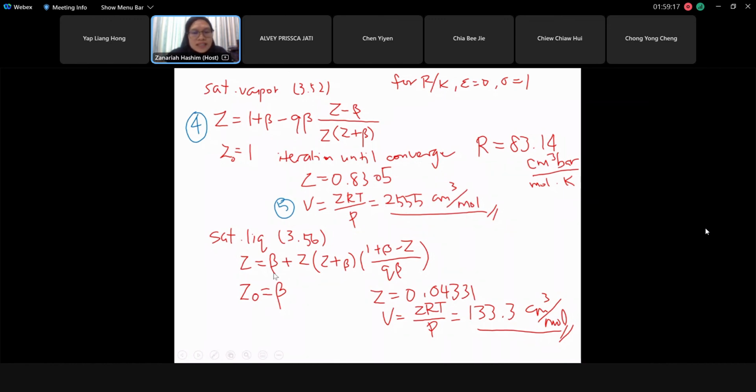And then this is just showing you what happens if you use the equation for saturated liquid, for liquid. You can see that the volume is much smaller compared to the volume of gas. And this is of course as you saw in the graph earlier, the volume for liquid must be smaller than the volume for gas. If you get the liquid volume larger, that means your calculation is wrong somewhere.